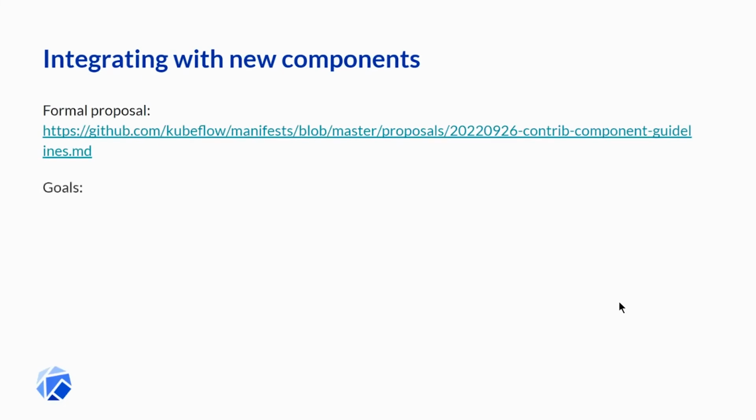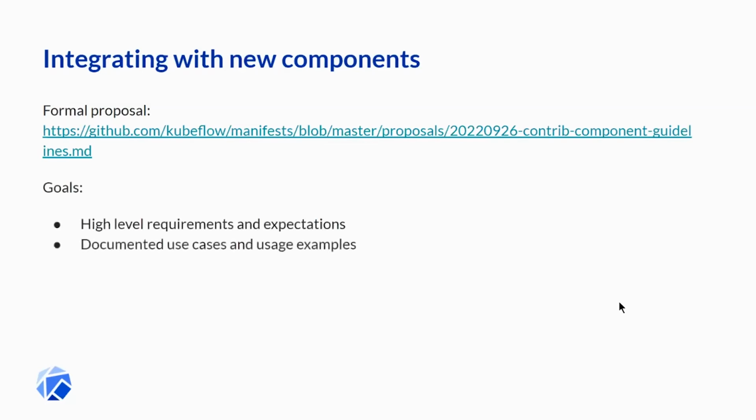So first of all, let me go over some of the goals that we have. Specifically, the goals for this proposal is to describe some very high-level expectations from the quality that we expect from any component that wants to be integrated with Kubeflow. And the way this can be done is by having documented use cases and examples, so that when users are browsing the different contrib add-ons, they can know why they might want to use it and how they might want to use it. Now, while this all sounds good, we have a very specific non-goal.